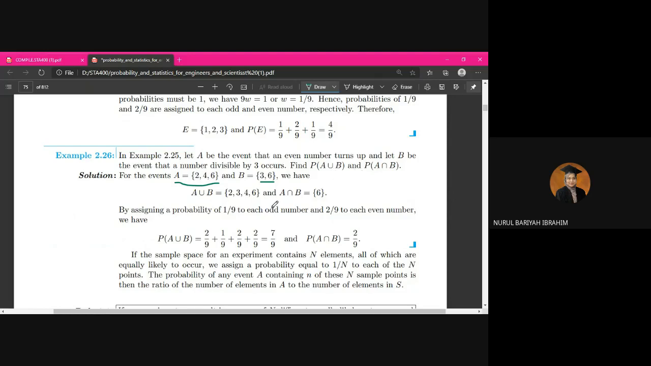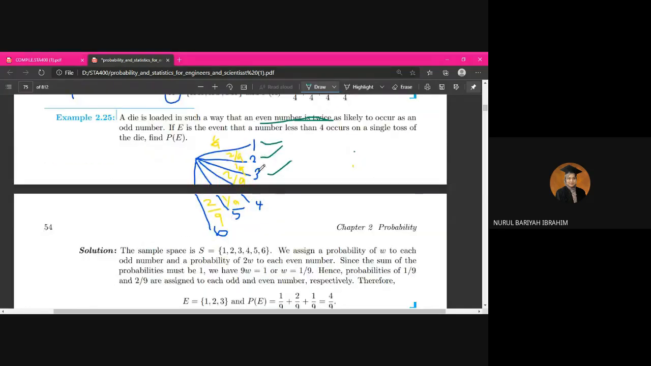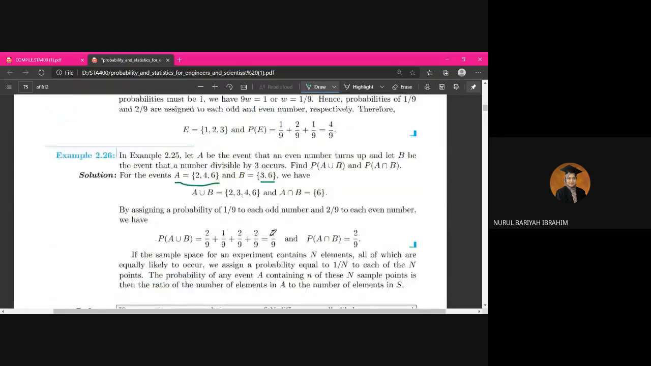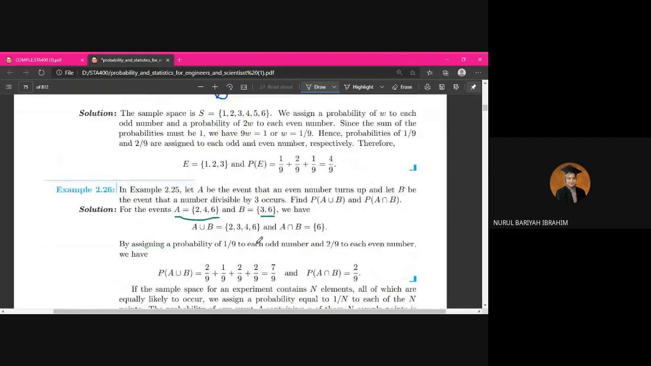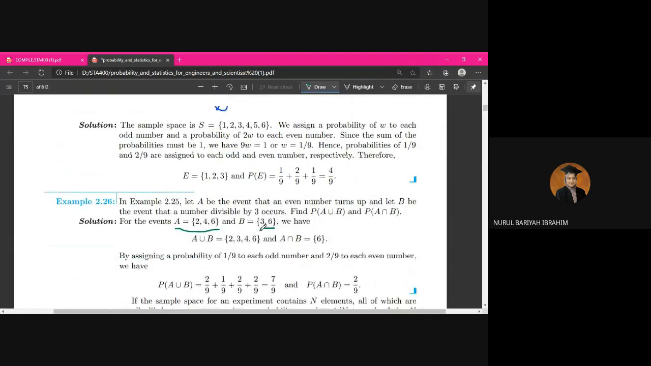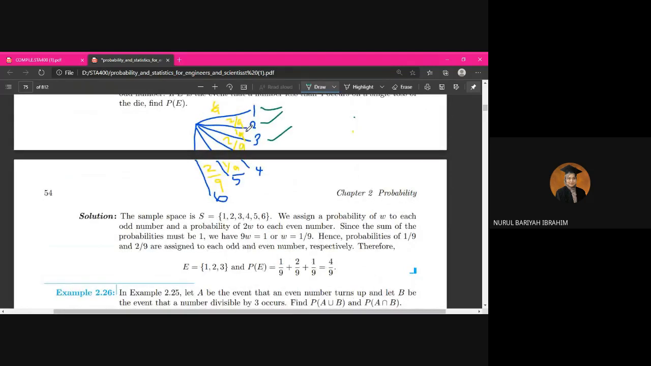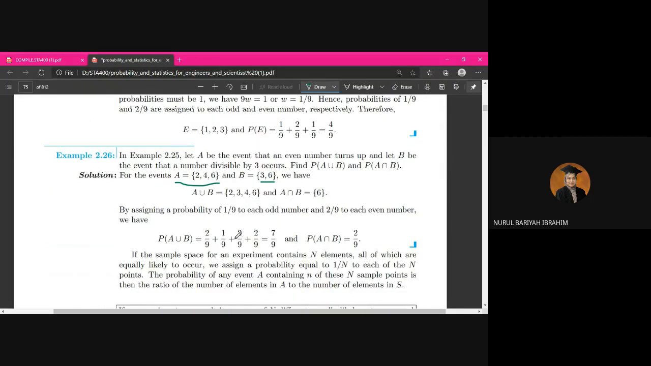Find A union B. What does union mean? Before this we discussed that union is all the possible outcomes in A and B, for both. So it will be 2, 3, 4 and 6. So we look at 2, 3, 4 and 6. It will be 2 over 9, 1 over 9, 2 over 9, 2 over 9. So adding all of these, we get 7 over 9.